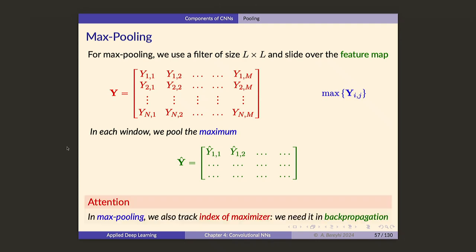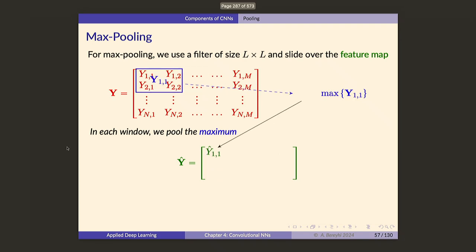So that is max pooling. One important thing with max pooling is that once we do it, we need to save the index of the maximizer. For example, say this y hat 1,1 was y1,1. If this is the case, when we find this value, we should also pay attention to the index and save it, because we're going to need it when we want to backpropagate. You're going to see it. Okay?